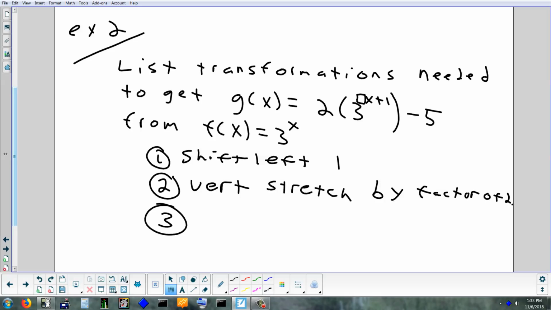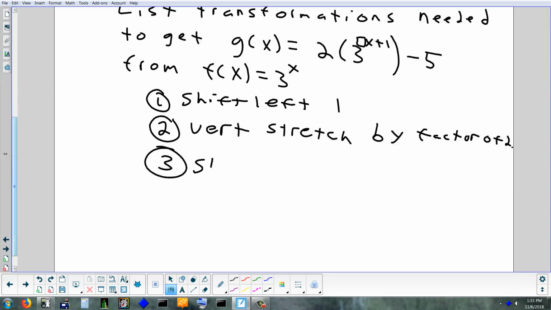The last thing, it's on the outside, but it's a subtraction. So what's the -5 going to do? Yeah, shift down by 5. Yep, shift down 5.